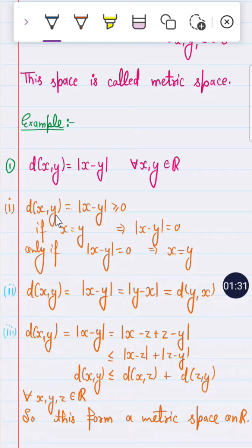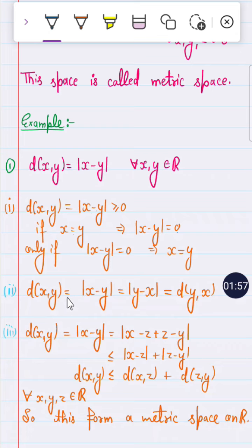First property: d of x comma y equals mod of x minus y, which is an absolute value, so that function is always non-negative. If x equals y, then this absolute value function equals 0. In the reciprocal, if mod of x minus y equals 0, this implies that x equals y. So the first property holds.